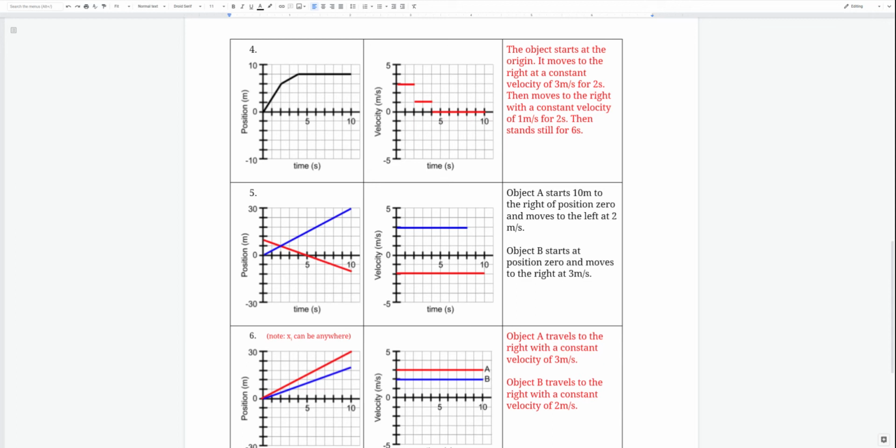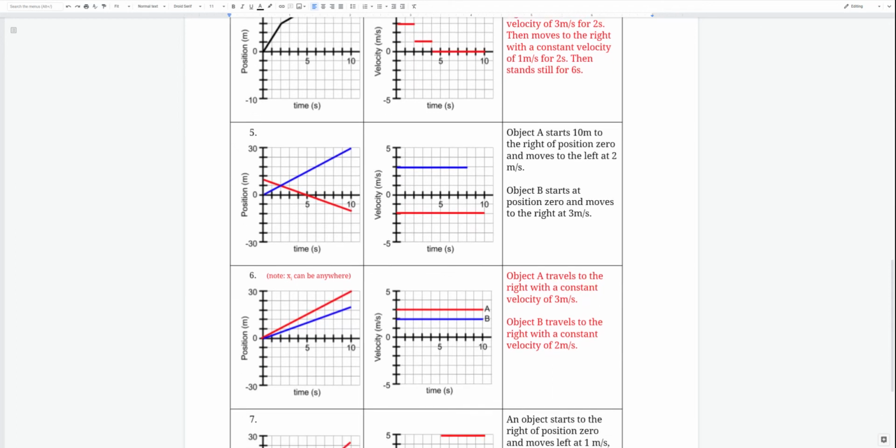Our description, again, we know our starting location, so we can include that. The object starts at the origin. It moves right at a constant velocity of 3 meters per second for 2 seconds. Then it moves to the right with a constant velocity of 1 meter per second for 2 seconds, and then it just stands still for the rest of the time, the last 6 seconds.